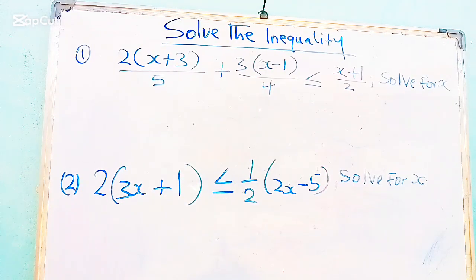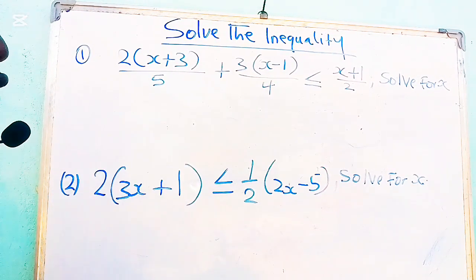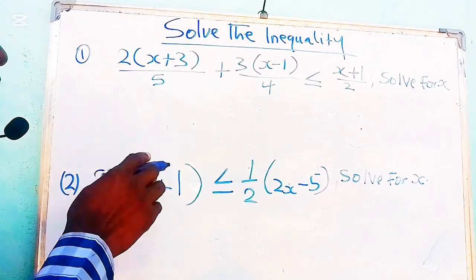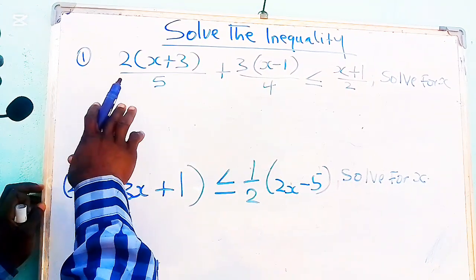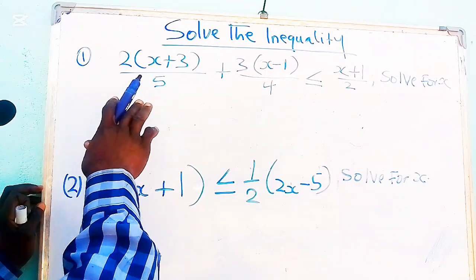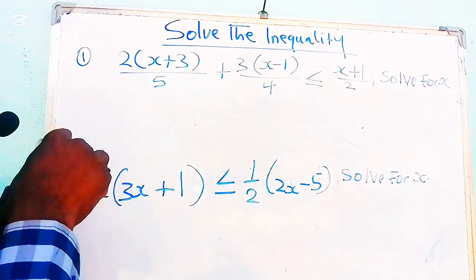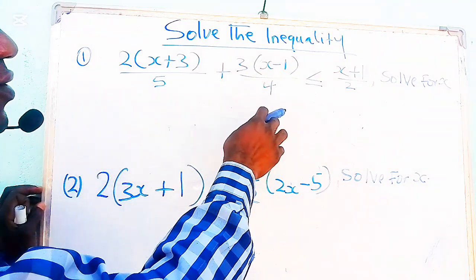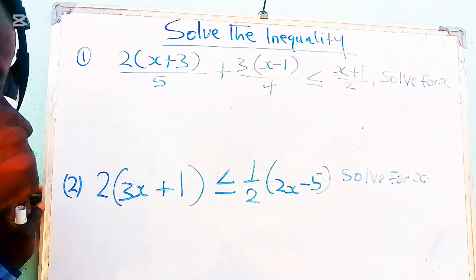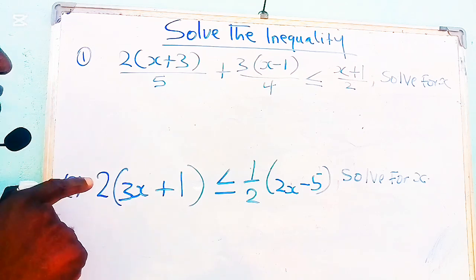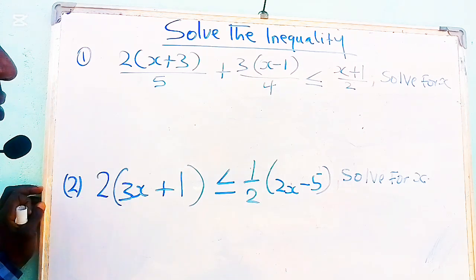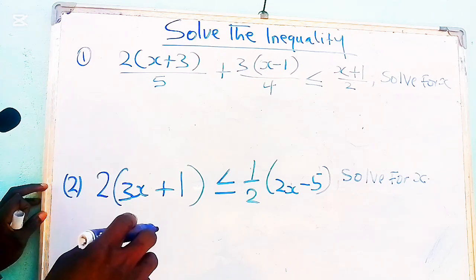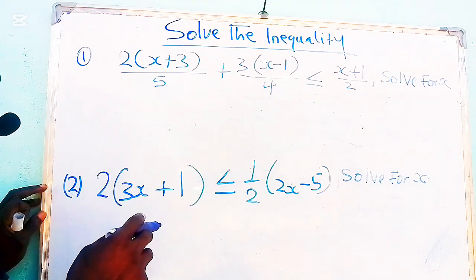Alright, let's solve this inequality step by step, gradually, and it's not difficult. What you do under these scenarios is to remove the fraction, and you look at the denominators, which are 5, 4, and 2. So what is the LCM of 5, 4, and 2? Their LCM is 20. So we are going to multiply all through by 20.